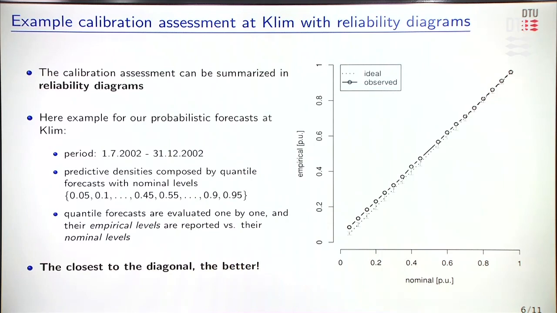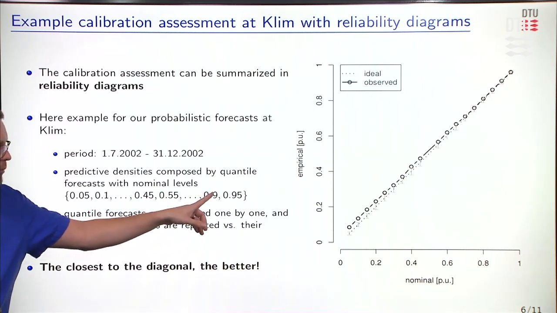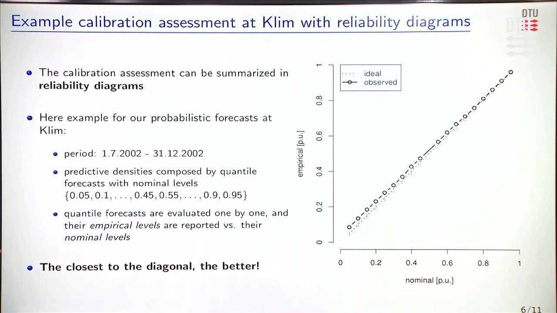There is a way to summarize all these assessments, and it's with a reliability diagram. We have an example there on the right, which we'll discuss shortly. So here we're going to evaluate our probabilistic forecast for the wind farm of Klim for the period between the 1st of July 2002 and the 31st of December 2002. We have predictive densities that are composed of quantile forecasts with nominal levels 0.05, 0.1, etc., till 0.45. Then we jump to 0.55, etc., 0.9, and 0.95. So that's 18 quantile forecasts with different nominal levels.